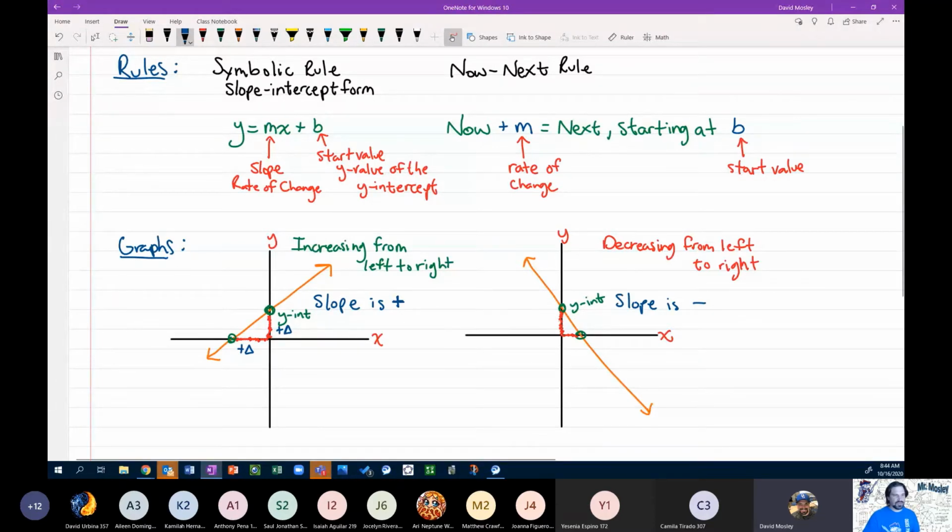Going from left to right here, I have a negative change on y, but a positive change in x. A negative divided by a positive will give us a negative number. That's why we always know that when we're decreasing from left to right, we have a negative slope.